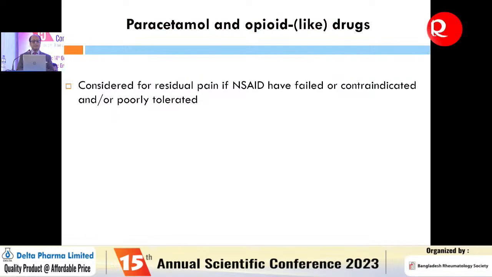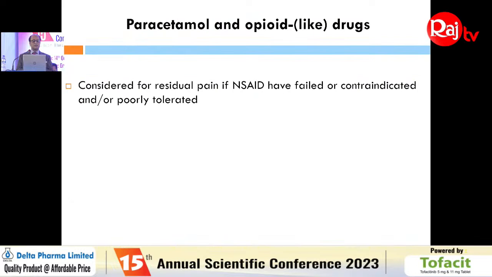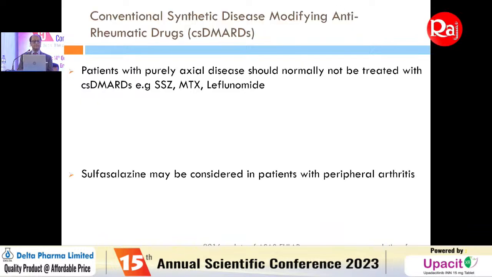What about paracetamol and opioid-like drugs? Definitely they can be considered for residual pain if NSAIDs have failed, are contraindicated, poorly tolerated or not responding well. So you can add paracetamol, and even an opioid for the time being, as an adjunct, keeping in mind all the adverse effects.